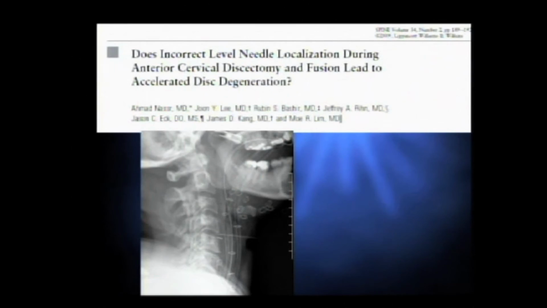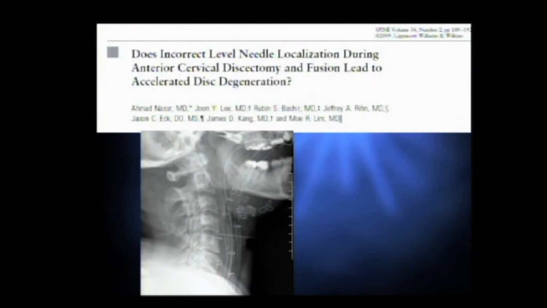But there's also clinical evidence to support this. This is a study by Ahmed Nasser and Dr. Kang out of Pittsburgh. Does incorrect level needle localization during anterior cervical discectomy and fusion lead to accelerated disc degeneration? So for the benefit of non-surgeons in the room, this is an intraoperative x-ray of the neck. And what you see here is a needle going right into the C4-5 disc space. This is how we identify our levels. We take an x-ray so we know we're at the correct level so we don't operate on the incorrect level.